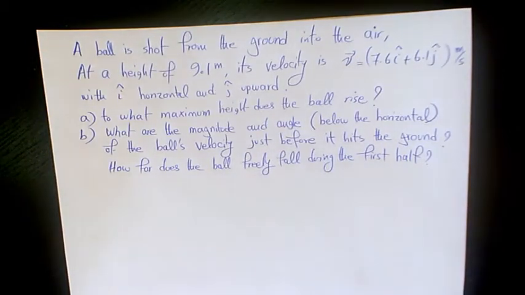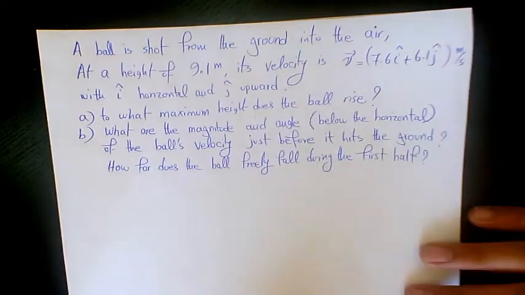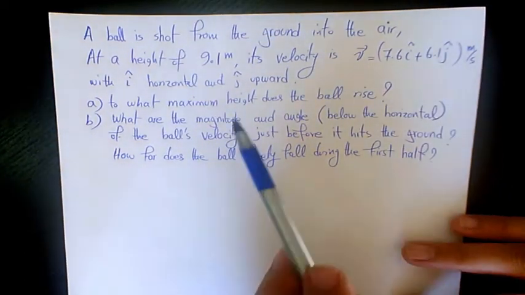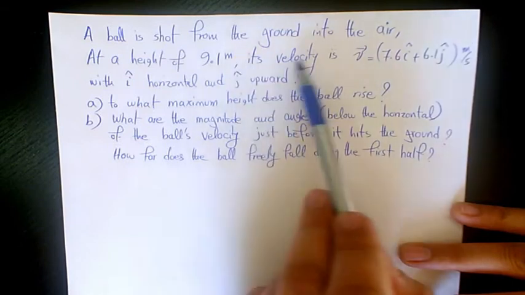Next question is saying that a ball is shot from the ground into the air at a height of 9.1 meters. Its velocity is v equals 7.6 i plus 6.1 j meters per second. What is the maximum height the ball rises, what are the magnitude and angle below the horizontal of the ball's velocity just before it hits the ground, and how far does the ball freely fall during the first half? So now it says at the height of 9.1 meters we have this velocity.